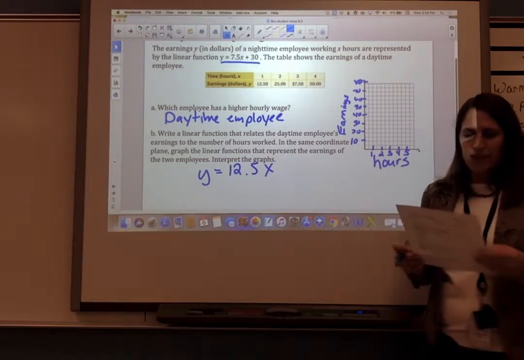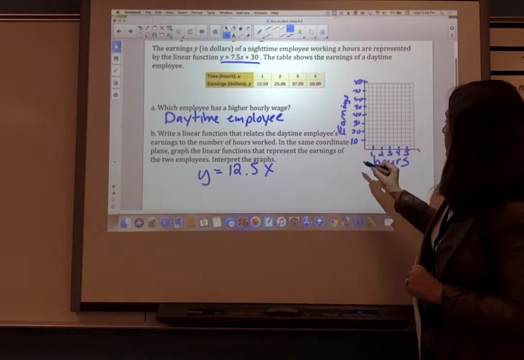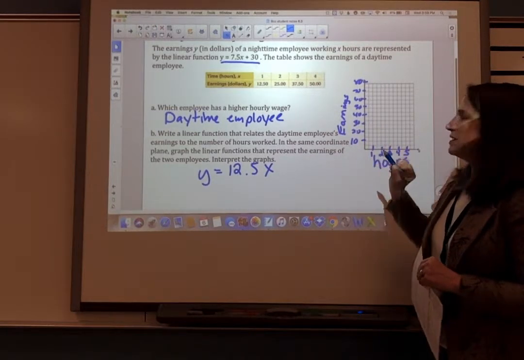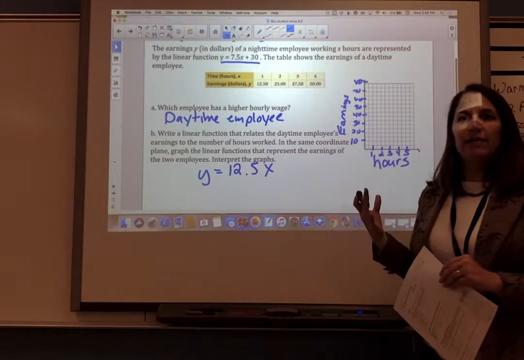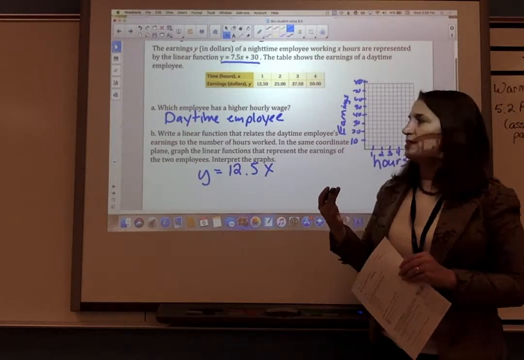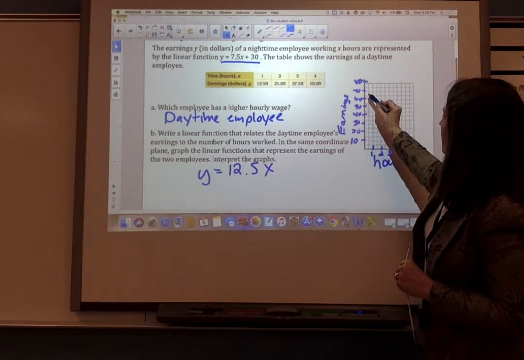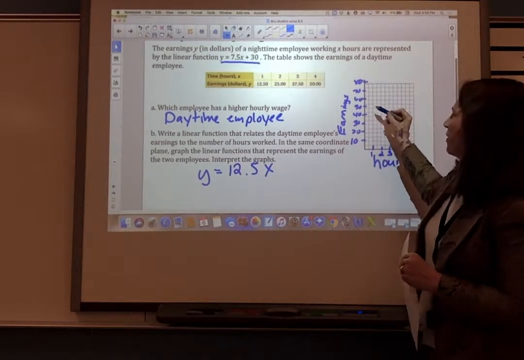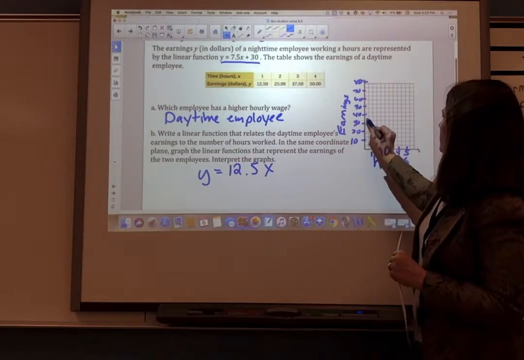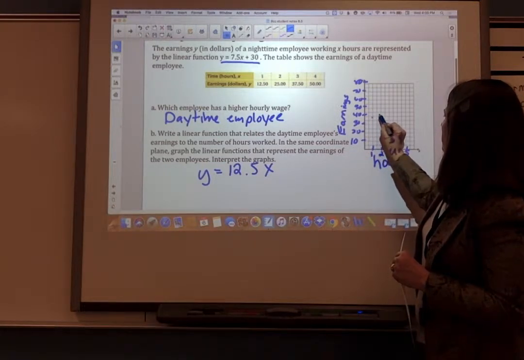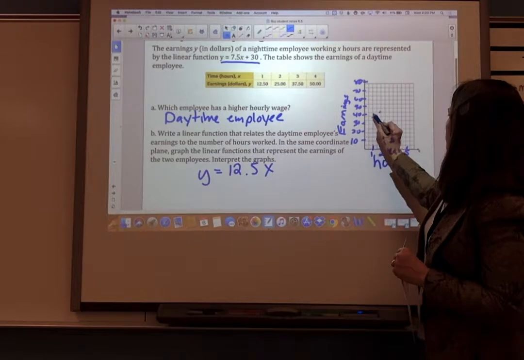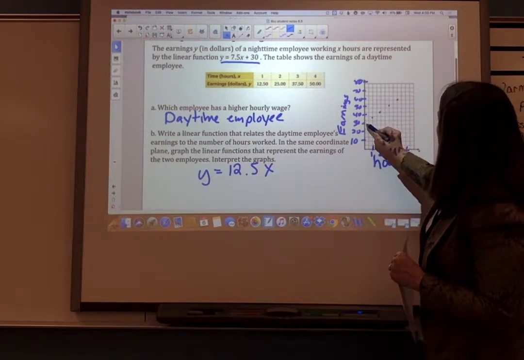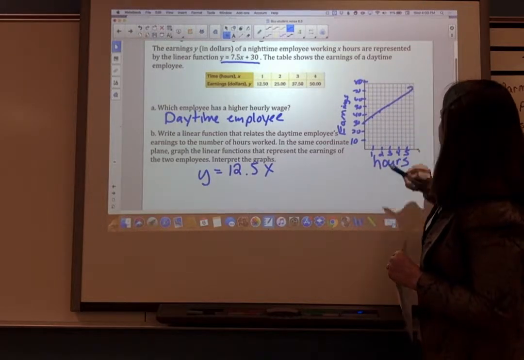Okay, let's do our nighttime employee first. We know that our nighttime employee starts at $30. So after 0 hours, he's already at $30. And then he'll increase $7.50 every hour. Here we have these divided into tens with 2 sections for each. So we're going to go up like 1.5 squares every hour. Okay, so our nighttime employee looks like this.